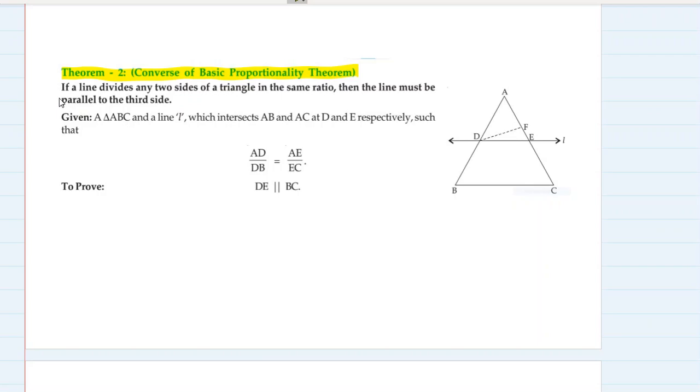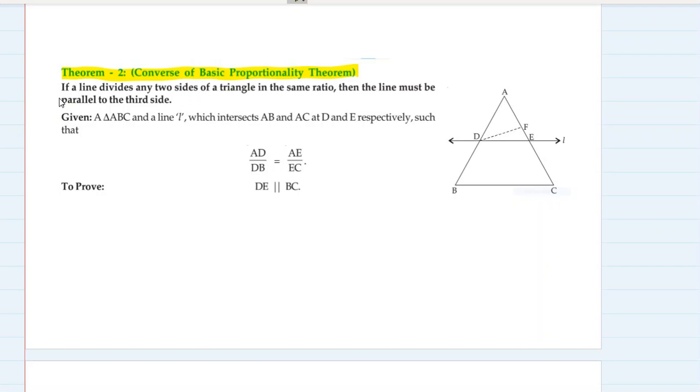Reverse means, if we have proved one thing in the original theorem, we are going to prove the same thing in reverse order. The thing which we have proved in the original theorem, we are going to take it as given, and the thing which was given in the original theorem, we are going to prove it in its converse. For example, in converse of basic proportionality theorem, if a line divides any two sides of a triangle in the same ratio, then the line must be parallel to the third side.